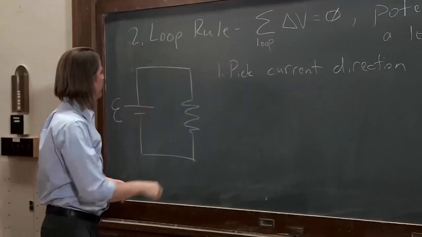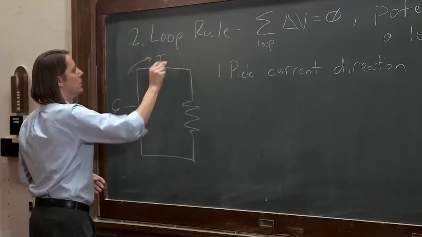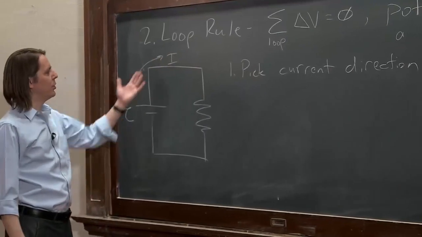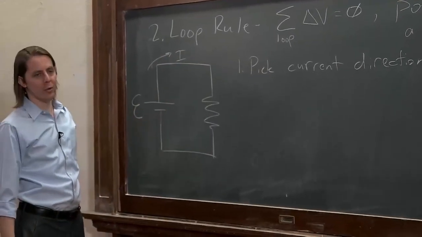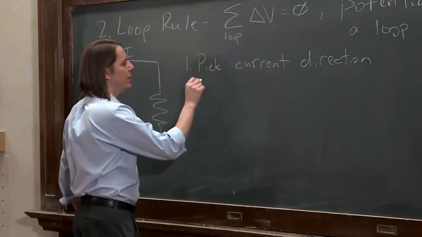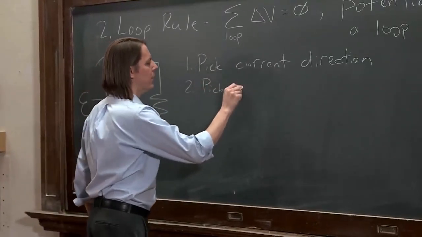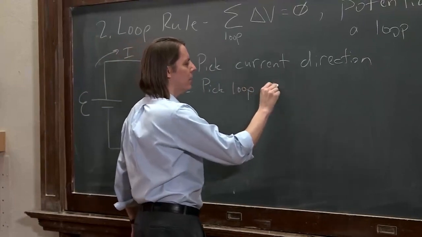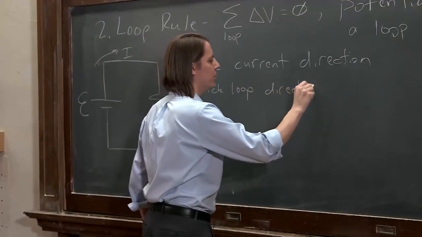Just like we did with the junction rule, let's just assume the current flows that way. And I don't need to put a number on it because there's only one current in this case. We only have one loop. Okay, pick current direction. And then 2, we need to pick a loop direction. They don't have to be the same direction. They won't always be when you get into more complicated circuits.